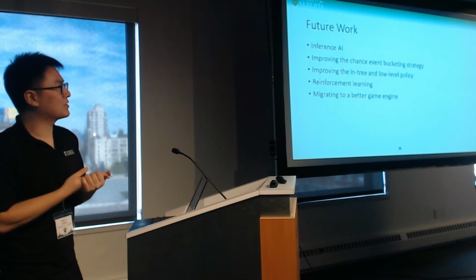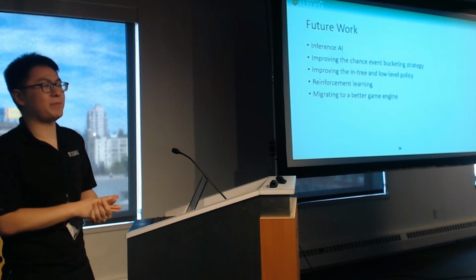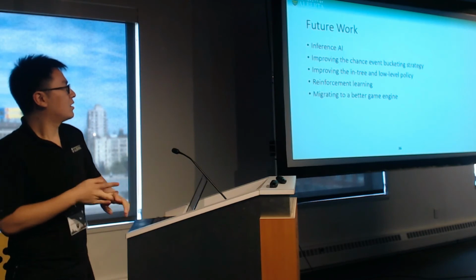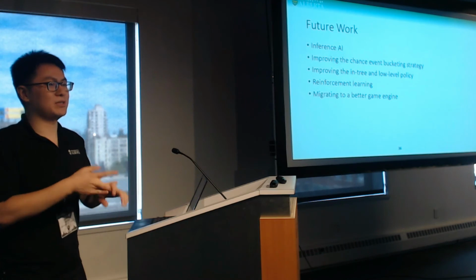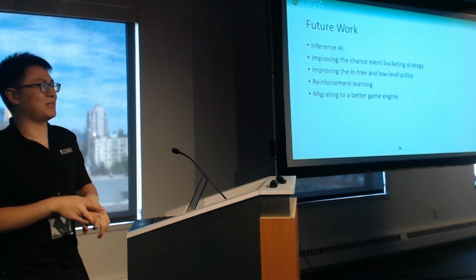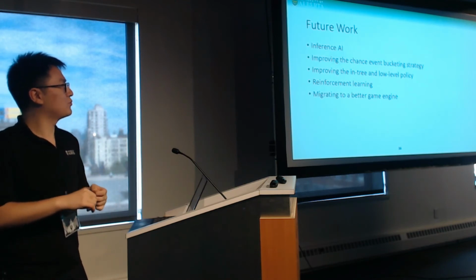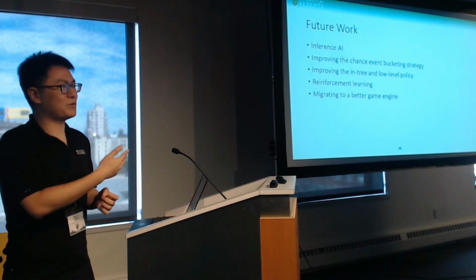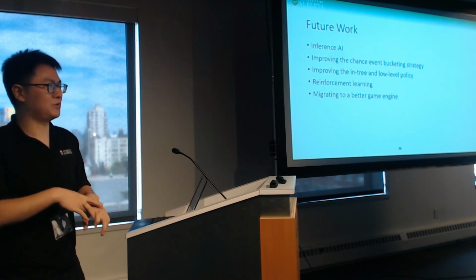And future work can be to improve the inference AI, because now it's a uniform random sample from the information state. We can also improve the chance event bucketing strategy, because this one is based on expert knowledge, but there could be some statistical method to cluster those buckets. And we can also try to improve the high-level and the low-level policy by learning. Also reinforcement learning can be applied to the game of Hearthstone.